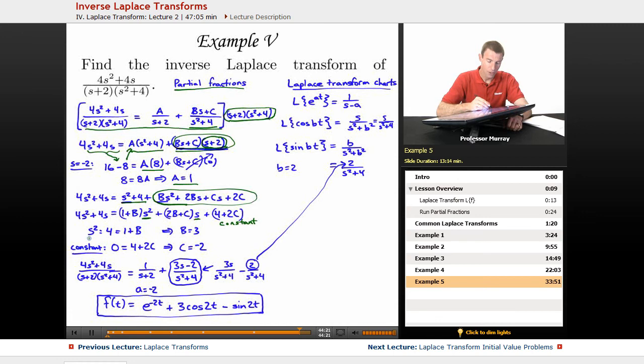So on the left, I first looked at s squared. On the left, I got a 4. That's that 4 right there. And on the right, I got 1 plus b. So that told me quickly b was 3.